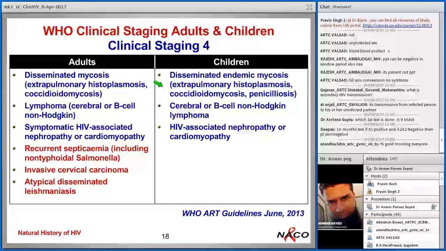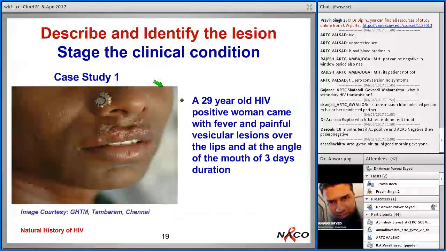In children, how it is different from adults is that unexplained severe wasting, stunting or severe malnutrition not responding to standard therapy will fall under stage 4. So HIV wasting syndrome, in children we don't see weight loss, but if there is poor weight gain, or wasting, or stunting of growth, or malnutrition is recorded, then it is recorded as a stage 4 condition.